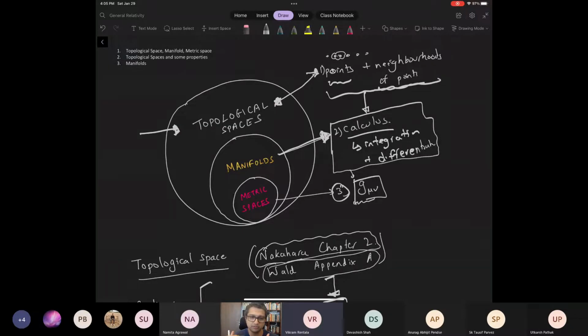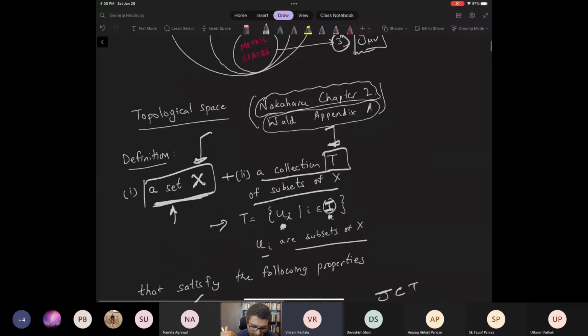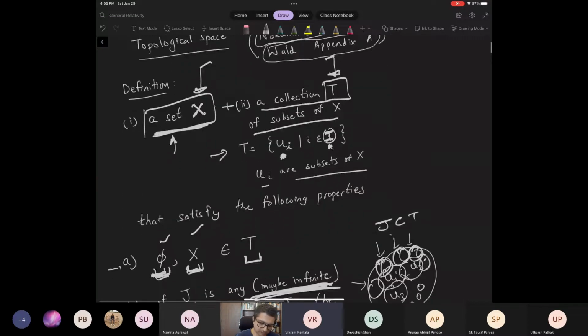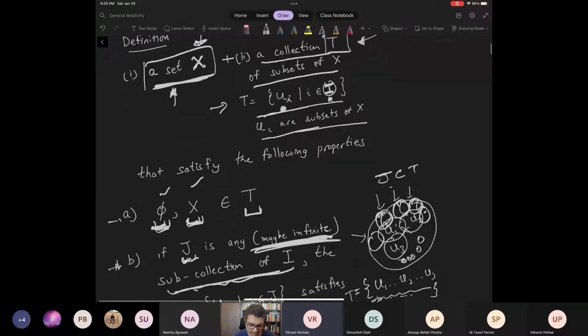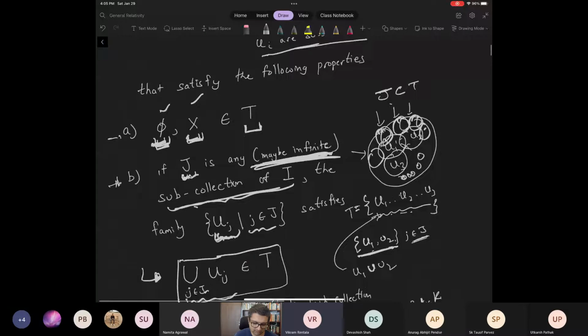and talking about neighborhoods of points. More formally, what we defined was a topological space as a set X, which is the set of points of, let's say, our space-time. That's what we're going to think about eventually. And a collection T of subsets of X, and these subsets are called open sets, and this collection of subsets satisfies three properties. One is that the null set and the full X belong to T.